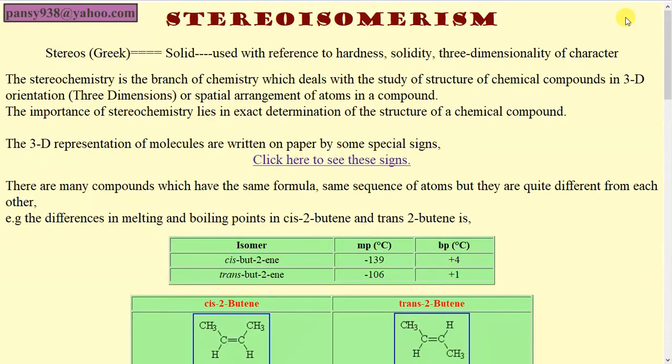The term stereo arises from the Greek stereos, which means solid, and is used with reference to hardness, solidity, or the three-dimensionality character of matter. Stereochemistry is the branch of chemistry which deals with the study of the structure of chemical compounds in three dimensions, or we discuss the spatial arrangement of atoms in a compound.